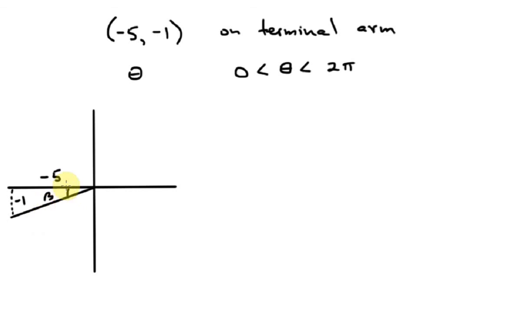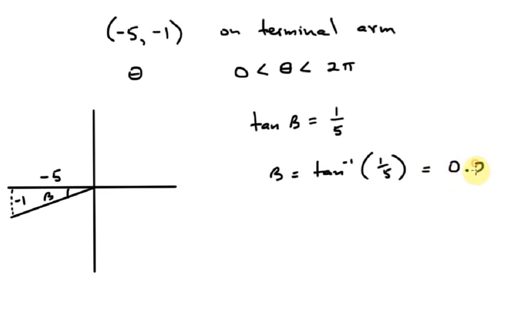All right, so using this little structure, what I can see is that the tangent of beta is equal to negative 1 divided by negative 5, which is positive 1/5. So, hey, that's cool. Now let's hit it with a tan inverse. So if we tan inverse it, we're going to get beta is tan inverse of 1/5. And again, make sure you're in radians. And the calculator spits out 0.2.